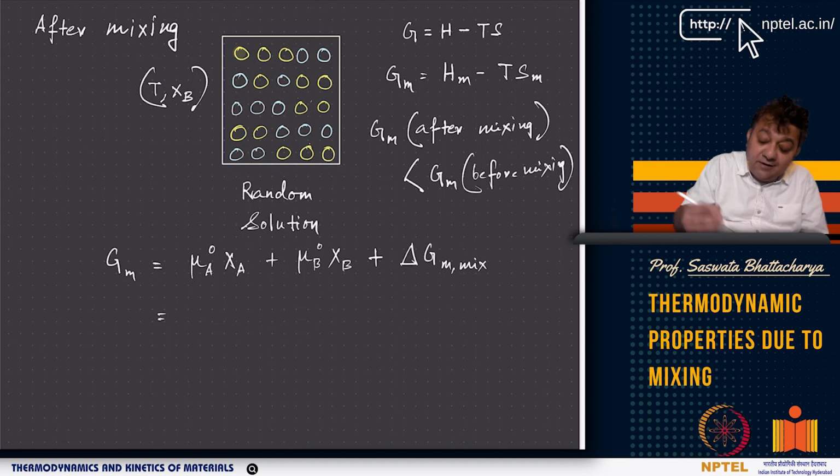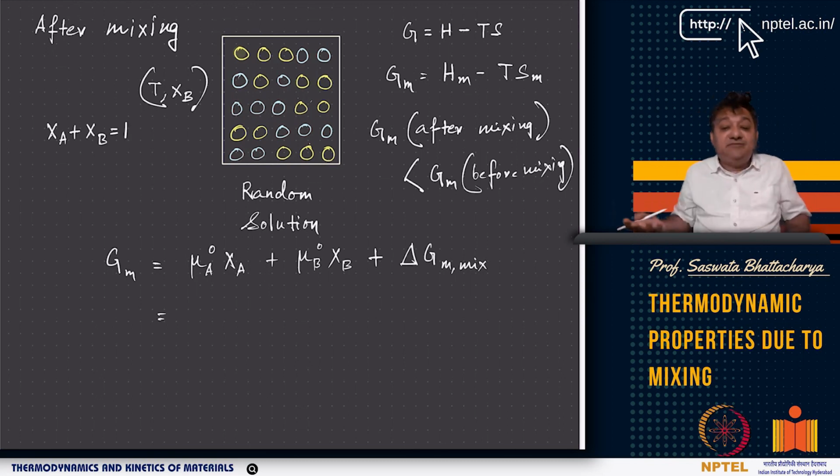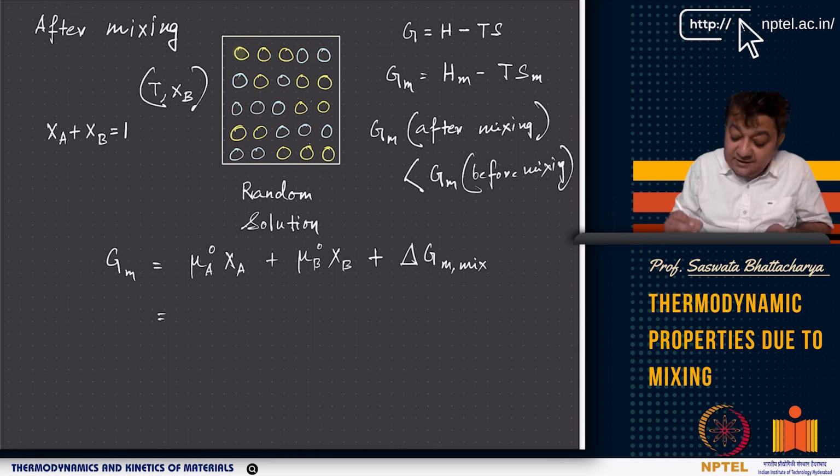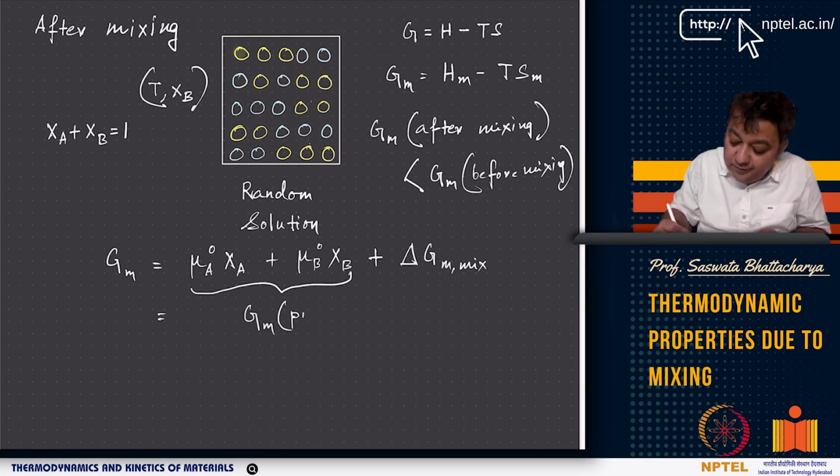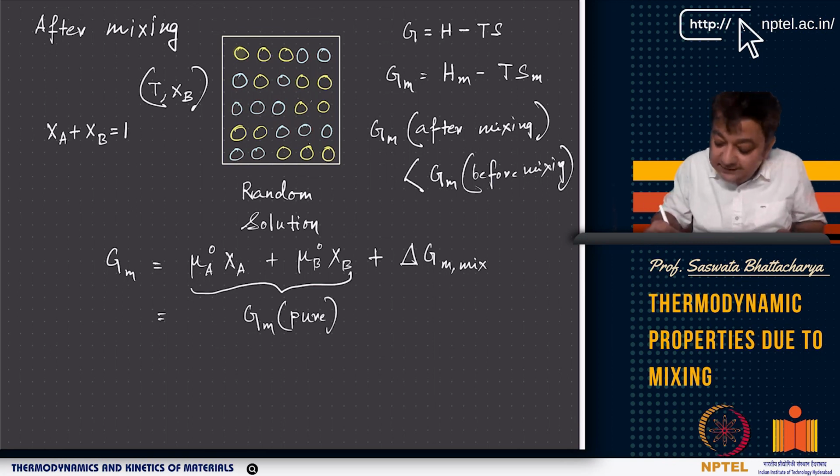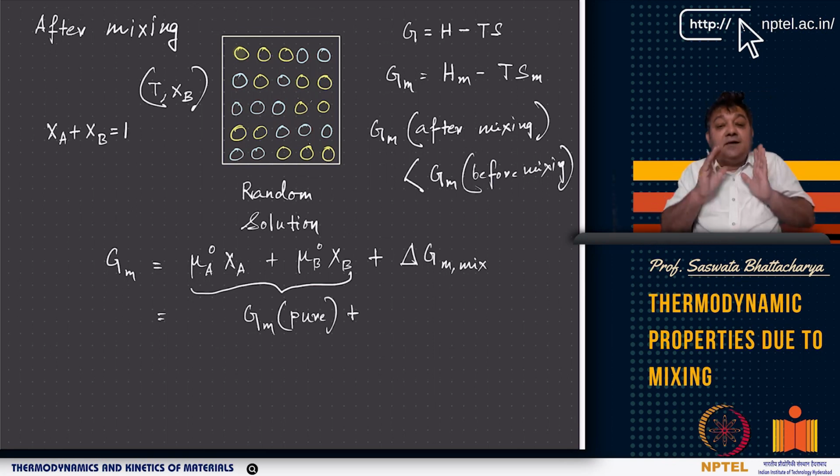Now I am telling why xb, why not xa? Because xa plus xb equal to 1. So if I fix xb, xa is automatically fixed, right? So this delta Gm mix, so you have this part, this is like the pure part. So you can think of this like Gm pure, where each part maintains its purity, and purity means their distinct characteristic. Like A atoms you can distinguish as A atoms, B atoms you can distinguish as B atoms.